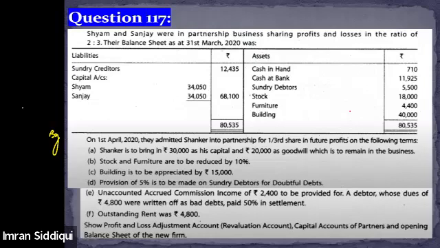A debtor whose dues of rupees 4,800 were written off as bad debt paid 50% in settlement. Item number F is outstanding rent was 4,800. So outstanding rent is a liability. Okay. So I think every point in the question is easy except the point E. All right. But I just want you to try this question once, excluding point E.